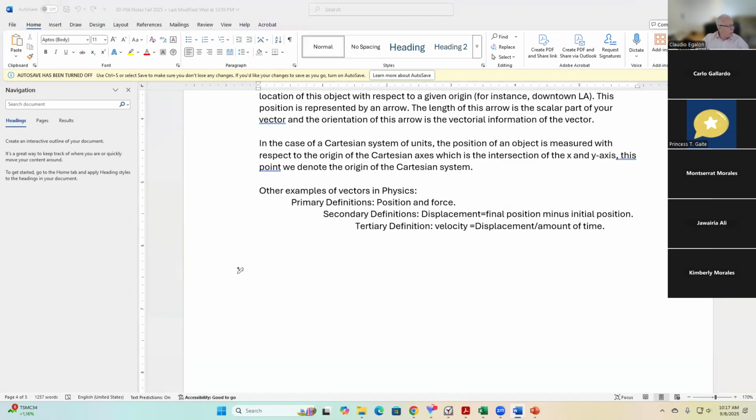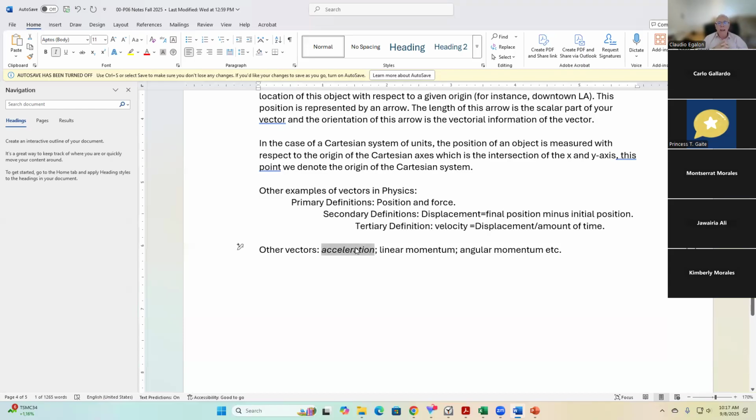So those are two important examples of vectors, and there are other vectors that we are going to study extensively. Acceleration vector. We have the linear momentum vector. We have the angular momentum vector, and so on. The next one that we are going to study is this one here. For the sake of these first few meetings, you have to understand four important vectors, right? The position first. We're going to deal with force later on. The vector displacement, the vector velocity, and the vector acceleration.